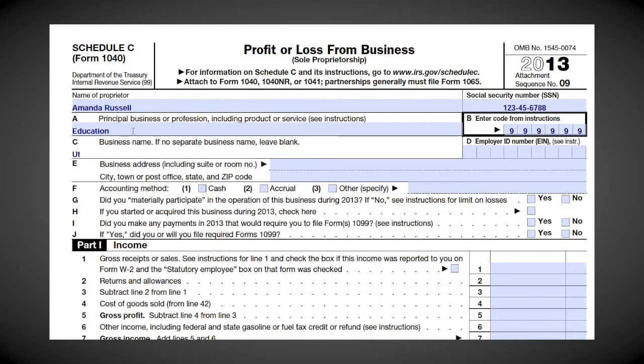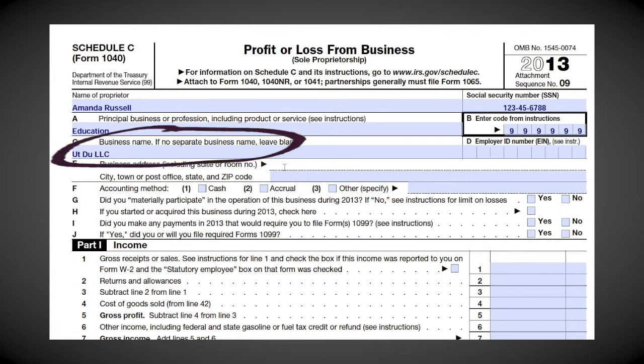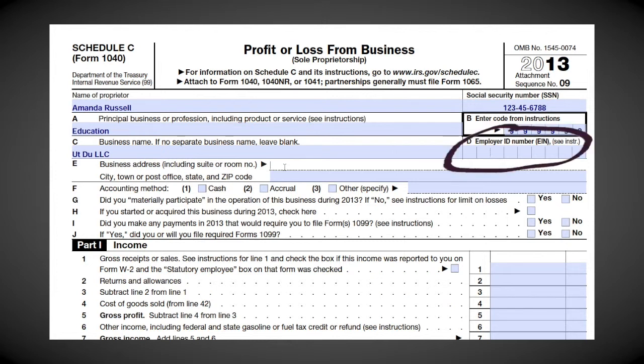If you filed a DBA, doing business as, with your state or created a single member LLC with your state, you may have a business name to enter on line C. You also may have an EIN, Employer Identification Number, to enter on line D. You are required to have an EIN if you have employees, but you can also get an EIN to use in your business instead of your Social Security number. Often people simply prefer to keep their Social Security number private and use an EIN on other business documents.